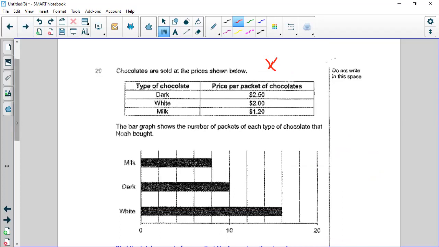Okay, let's look at question 29. Now you have a bar graph again. So what do we do? Count the gaps. So you have 1, 2, 3, 4, 5. So 5 gaps is 10, so 1 gap is 2. Milk is how many? Milk is 8. And then dark chocolate is 10, and then your white chocolate is how many? 16, right? 16.